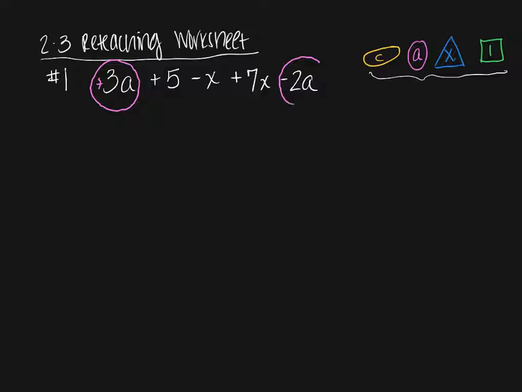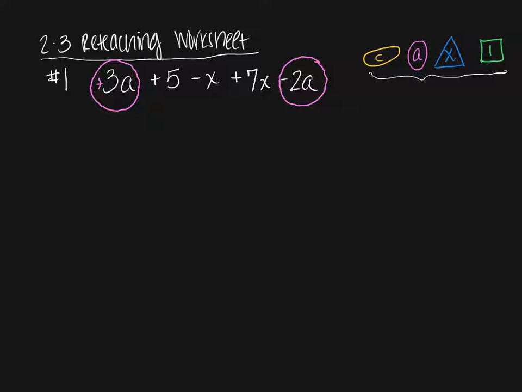It's negative 2A. All right, notice this one is a negative. I want my negative in the circle. I have to have both my sign and my number and my variable all in the circle. Okay, coming back over here, let's look next to see if I have any X's.